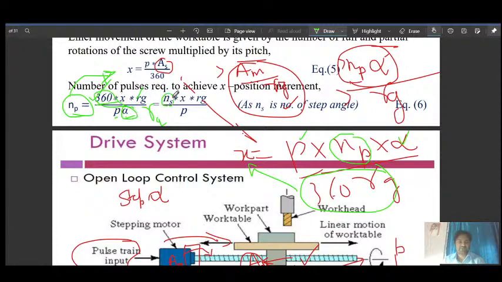So we can also use the NS value and x and RG, again this RG, and then NS.